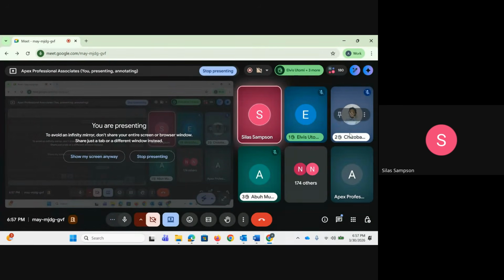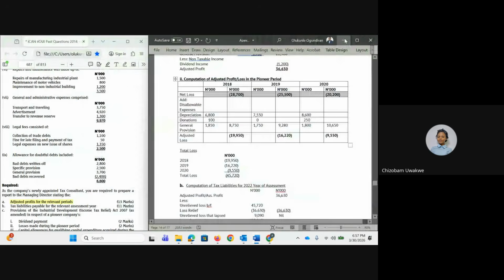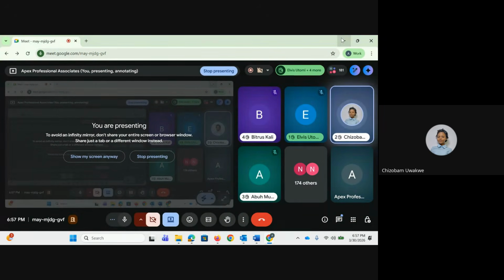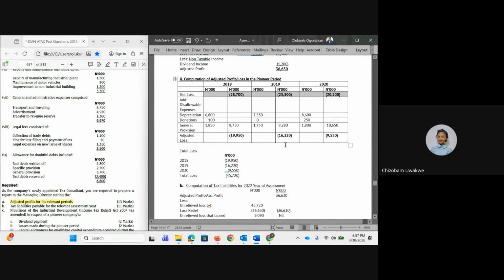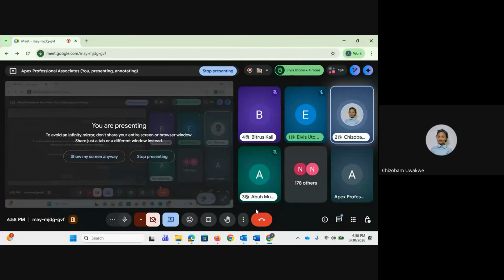Chizoba. Hello, sir. Please, I want to ask, this minimum tax, I still don't understand it. When a company makes a loss, do they still compute minimum tax? Yes. When you make a loss, you still pay minimum tax. So at what point will you do it? Because I noticed that some of the questions we solve, you don't do it, and some you do.